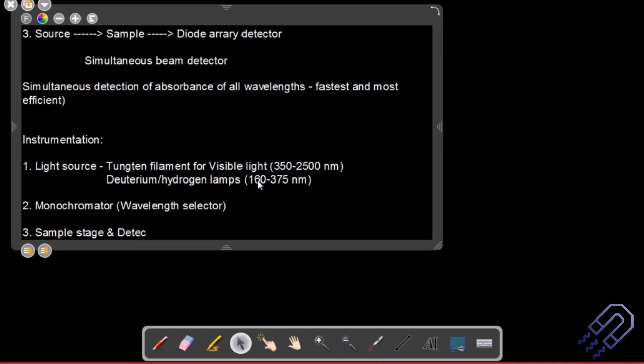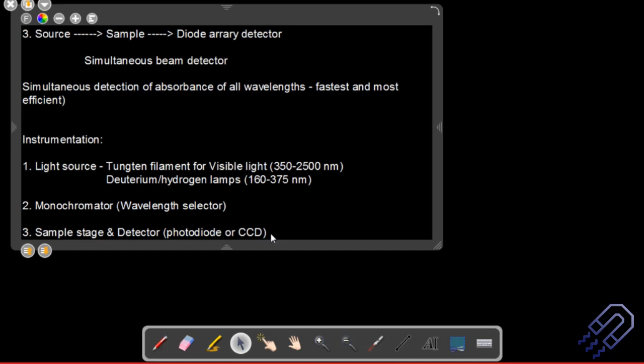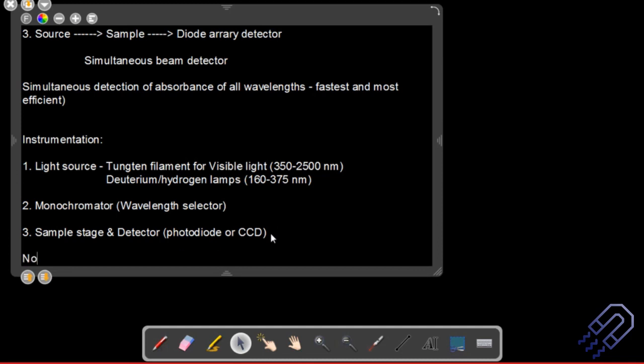We have got the detector. These are common. The detector might be mostly, you know, there are new technologies coming up, but conventionally it's a photodiode or a CCD. CCD is a charge coupled device, a charge coupled detector, so we use that also as a detector. They are actually very sensitive. A very important note.